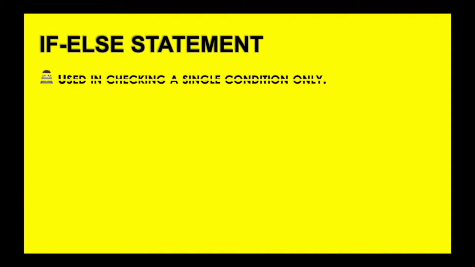Basically, when we say if-else statement, this is actually used in checking a single condition only, not two or more conditions. Don't forget this. Again, only used for a single condition. That's why it is called if-else. If this is what happens, then else show this, something like that. So that's the meaning of the if-else statement.